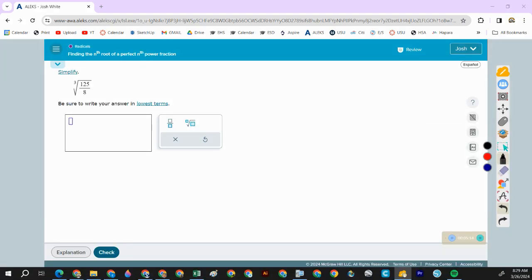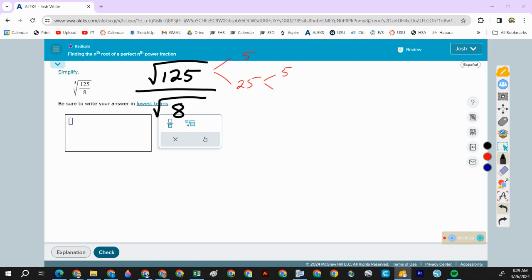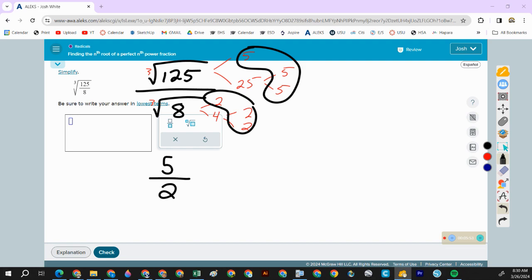All right. So I need to treat this as the third root of 125 over the third root of 8. So 125 breaks down into 5 times 25, which is 5 times 5. And 8 breaks down into 2 times 4, 2 times 2. Now I'm circling triplets, because, oh, sorry, these are third roots. Third root of that is just going to be 2. Third root of this is going to be 5. So the numerator is a 5, and the denominator is a 2.